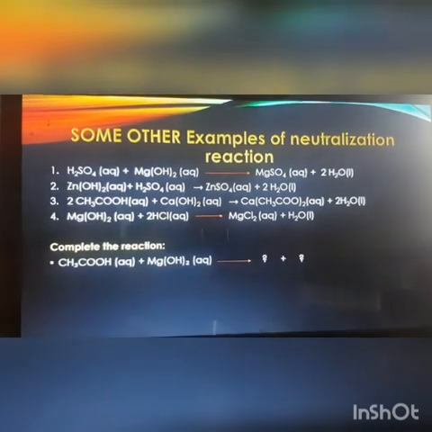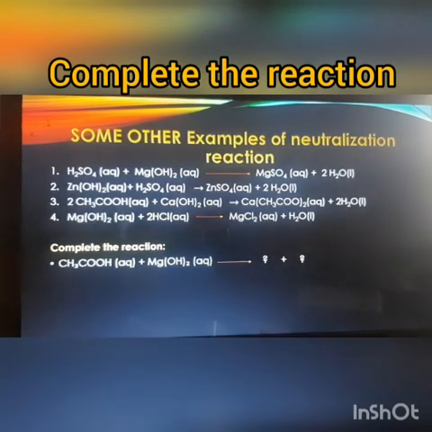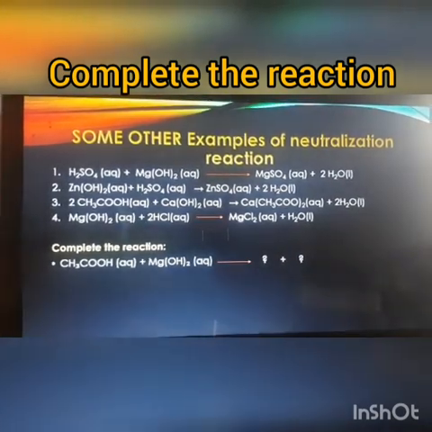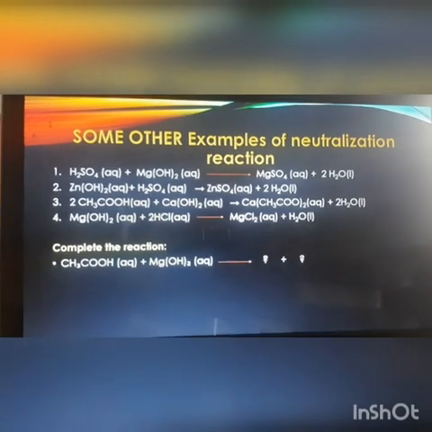Now students, a problem for you, on a reaction which we have just shown. You have to complete this reaction. Acetic acid, that is vinegar, reacts with magnesium hydroxide, which we know as milk of magnesia. So what products will be formed?